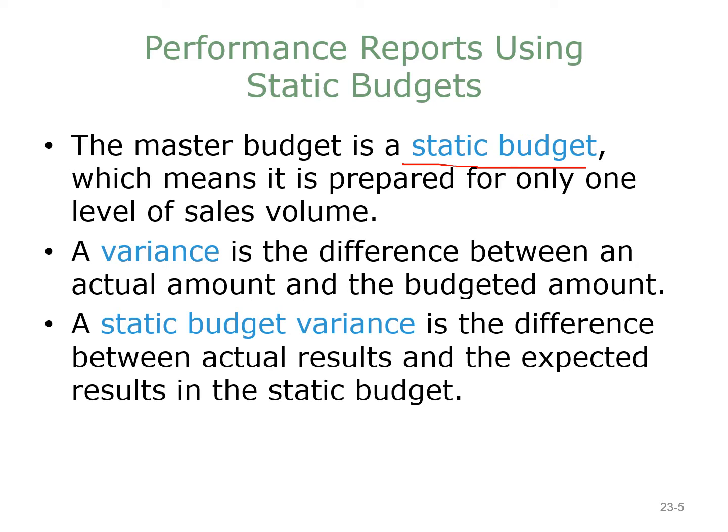The variance here is the difference between the actual amount at the end of the period and the budgeted amount that we prepared at the beginning of the period. The static budget variance is the difference between the actual result and the expected result in the static budget. But here I'm only preparing one level of sales expectation rather than more than one level.